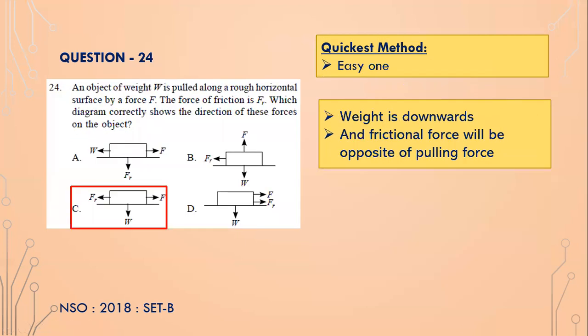An object of weight W is pulled along a rough horizontal surface by force F. The force of friction is Fr. Which diagram correctly shows the direction of these forces on the object? Again, this is an easy one. So when solving the paper, you should always look for easy questions. If you find a question which is difficult, just mark it and you can revisit it later. Weight will be downwards, and the frictional force will be opposite to the pulling force. So the correct option is option C.